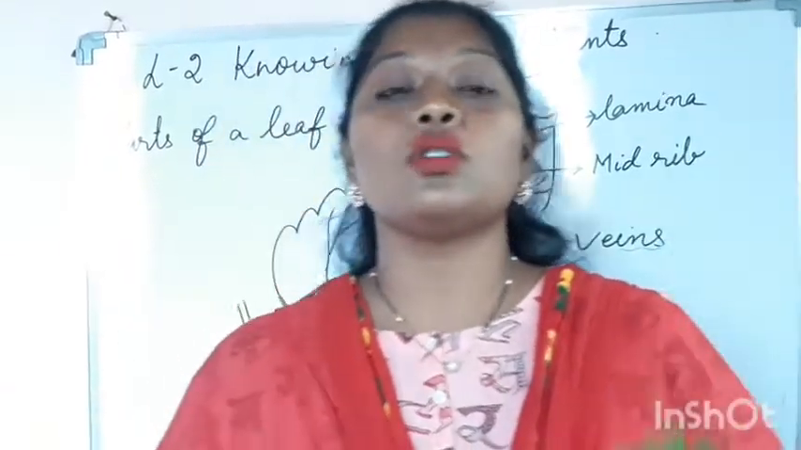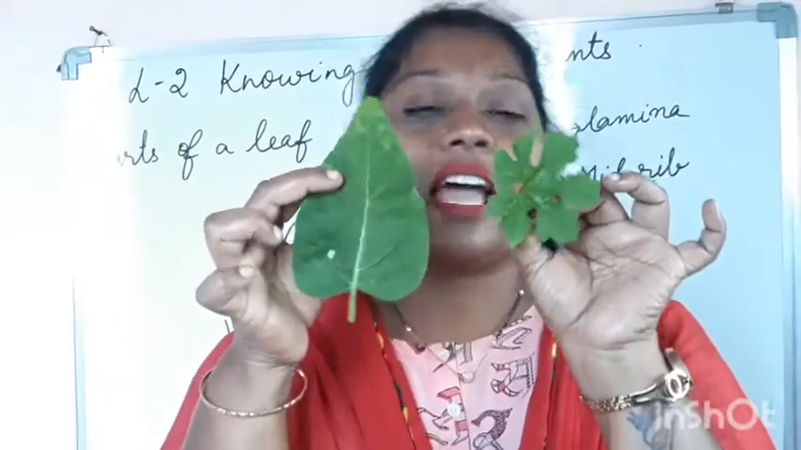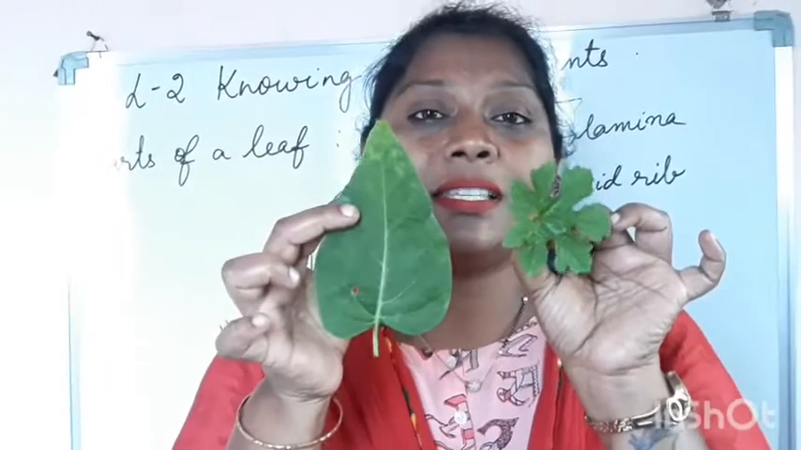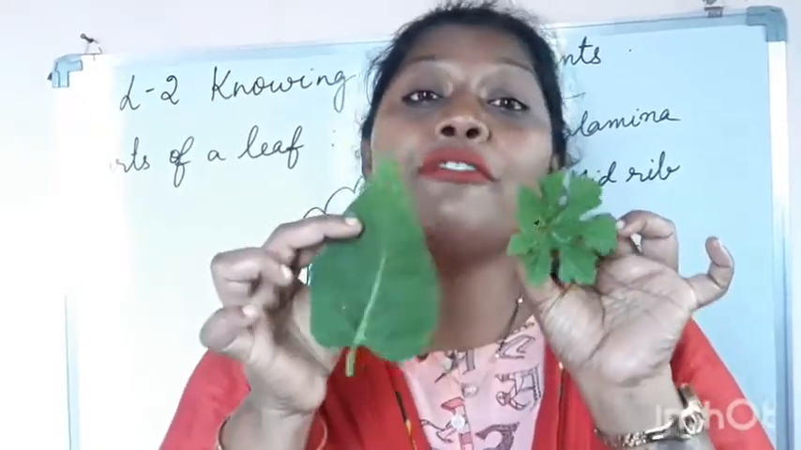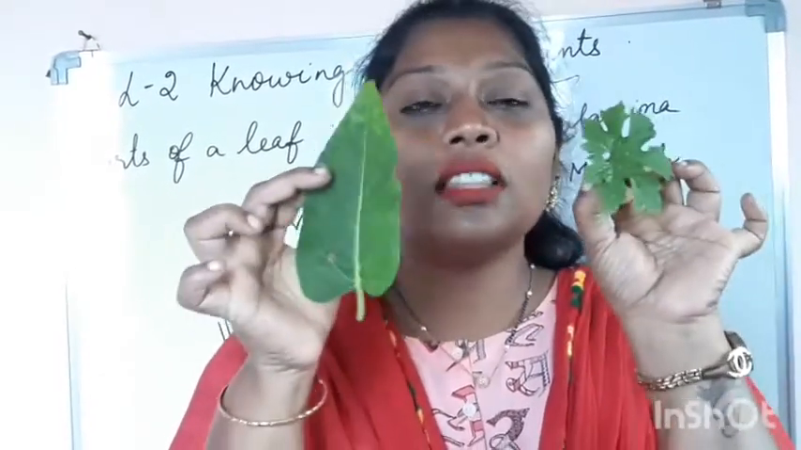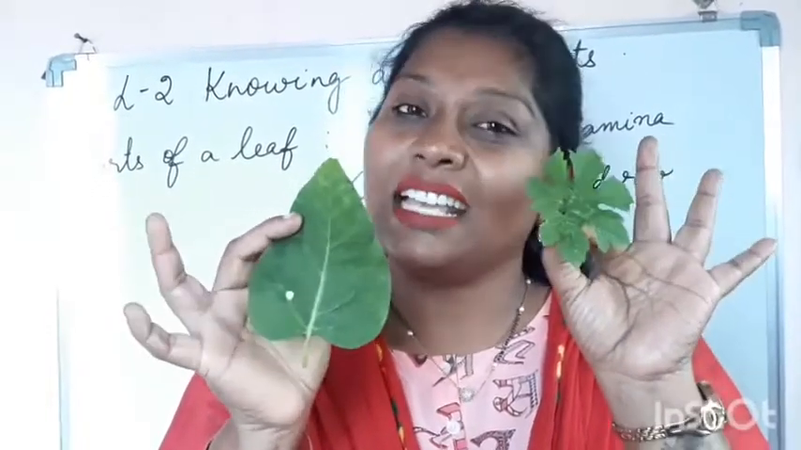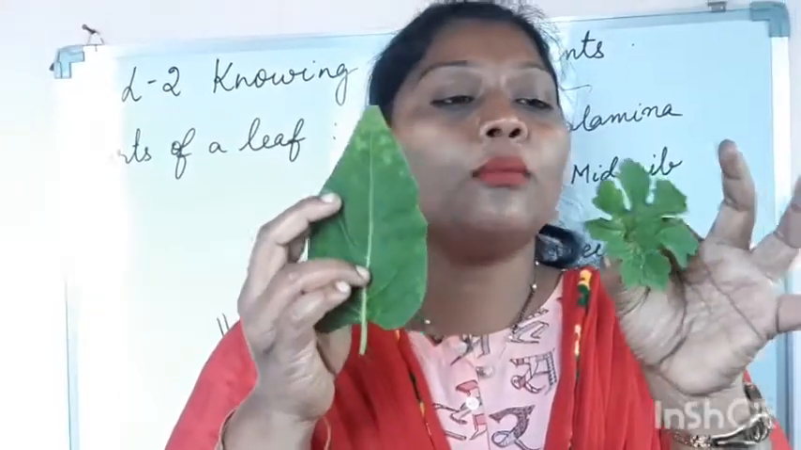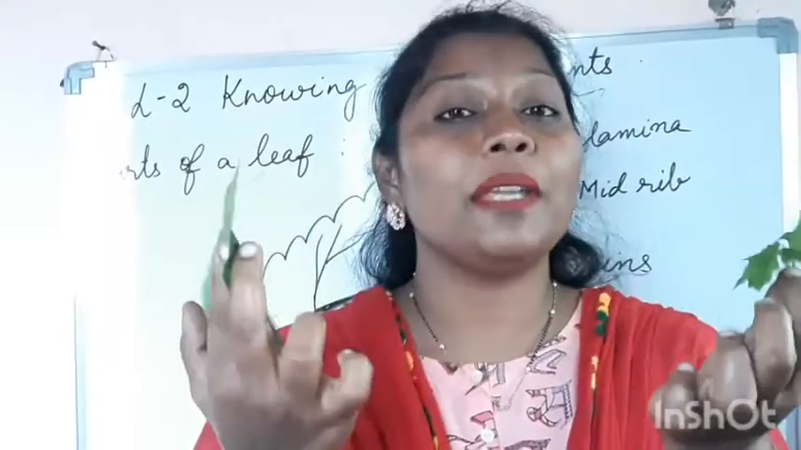See children, I have two different kinds of leaves in my hand. If you observe the shape and size of these leaves, do you have similarities or dissimilarities? Yes, we find a few similarities and a few dissimilarities. The similarities are, both the leaves are green in color, right? Next, both the leaves have midribs, veins, lamina and petiole.